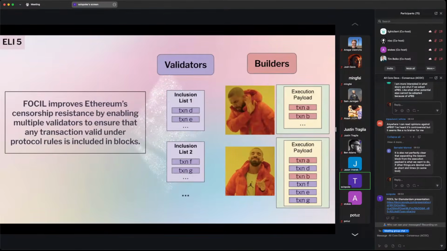So yeah, I thought I would just start with the explain like I'm 5 sort of prompt. What Fossil does is basically improving Ethereum's censorship resistance. And it does so by enabling multiple validators to ensure that any transaction valid according to the protocol rules is included in Ethereum blocks. So it does this by having multiple validators that build inclusion lists and impose constraints on the sophisticated builders that we have today.